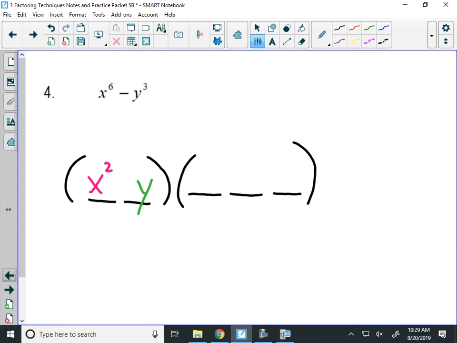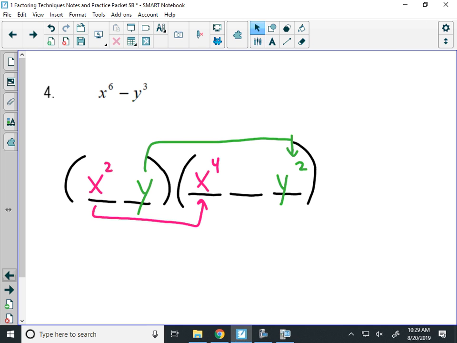So I take x squared and square it. x to the 4th. Okay, and then for y, I square y and get y squared down here. And what do I get when I multiply them together for the middle term? x squared y. Okay.